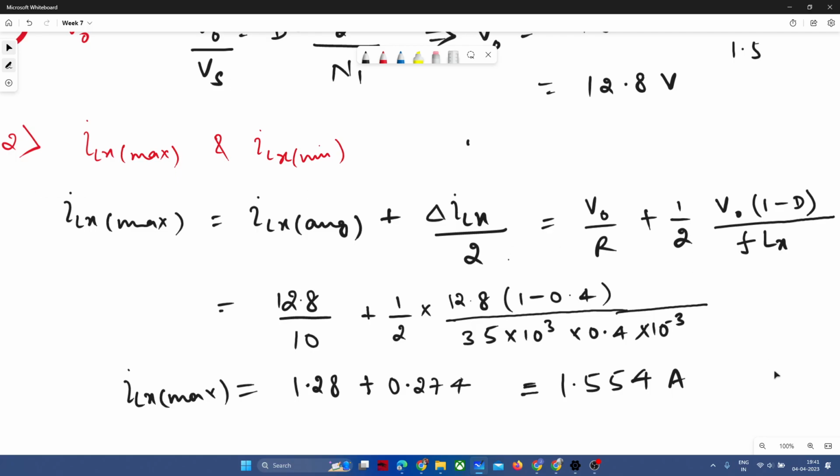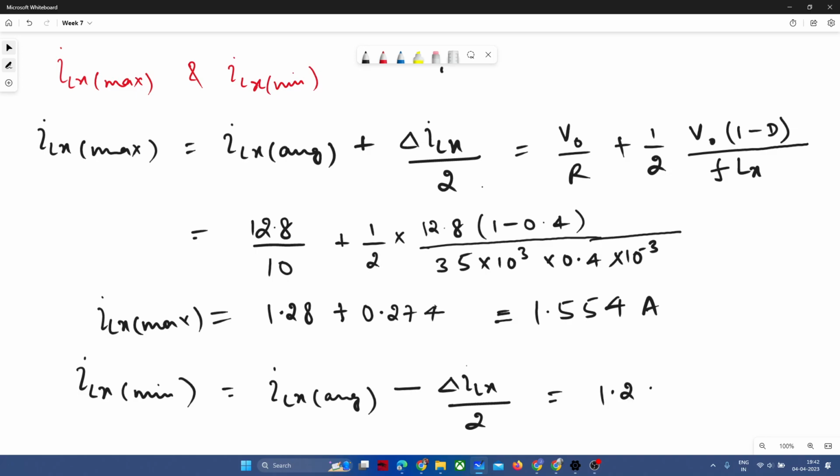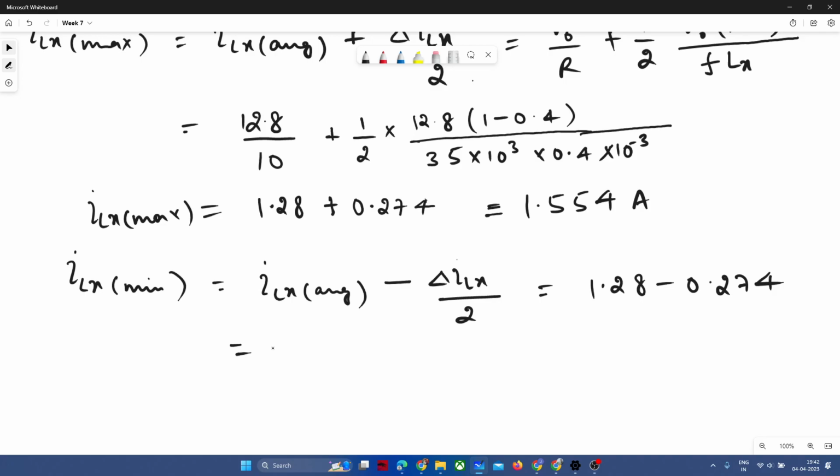Now since we have computed ILX max, we should not have any issue with ILX mean. ILX mean will be equal to ILX average minus del ILX by 2. We computed both the components, that is 1.28 minus 0.274. It will come out to be 1.006 ampere. Okay, am I right? Yes.